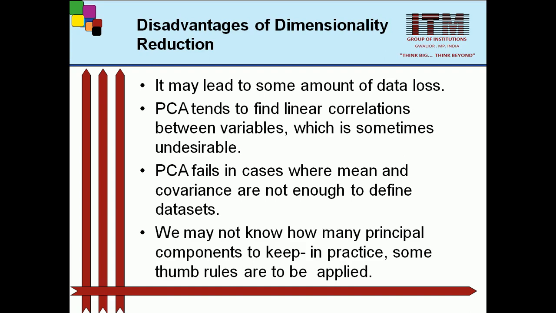These statistical terms, mean and covariance, are not practically enough to define the data sets in such calculations, and PCA fails there. Also, we may not know how many principal components to keep in practice. Some thumb rules are to be applied. We have taken 3 to 4 principal components, but what is the proof that these principal components will definitely define the data set in a better way? It's not a proven fact that these 3 or 4 principal components obtained from the dimensionality reduction are the best ones. So some thumb rules are to be applied. We cannot fully rely on the principal components drawn out in the analysis, so some thumb rules are to be applied amongst the principal components chosen out of the dimensionality reduction.